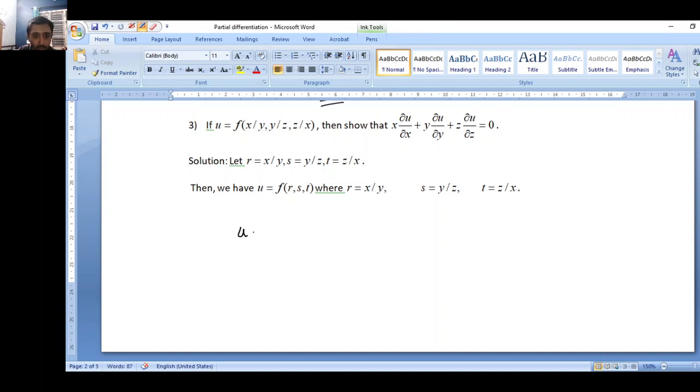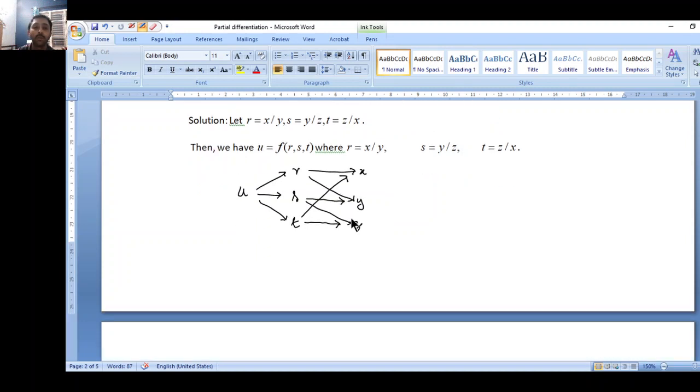So U depends on R, S and T, and R depends on X and Y. Now S depends on Y and Z, and T depends on Z and X. Right?